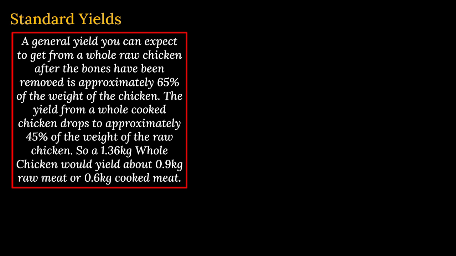It can be with bone, it can be without bone, as we have learned immediately. So now we are talking about a general yield. If that is the yield concept, the yield means, I repeat once again, the net amount obtained after every operation. A general yield you can expect to get from a whole raw chicken after the bones have been removed is approximately 65%. So we are saying that once you receive the bird and dress it properly and then go for a boneless cut, you get 65% of the weight of the chicken.